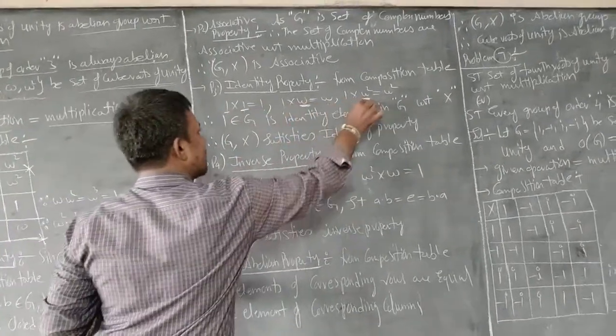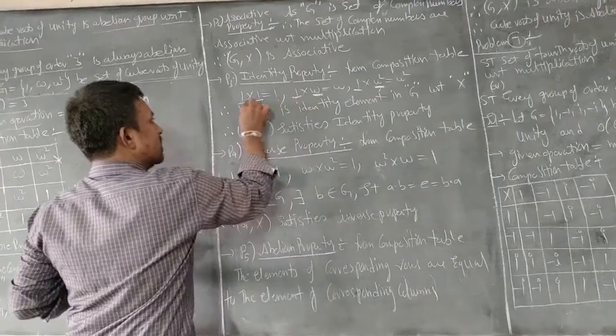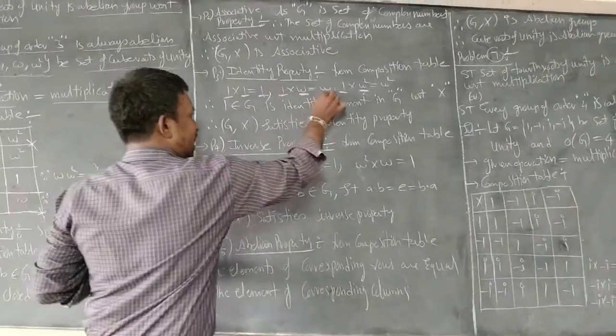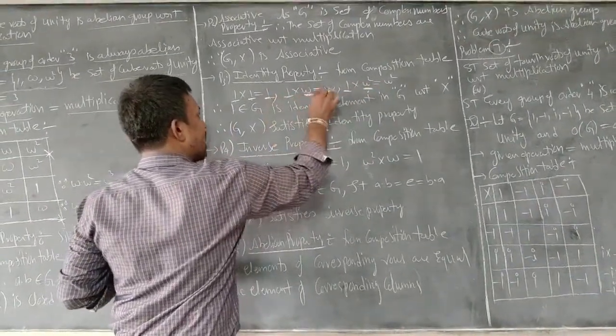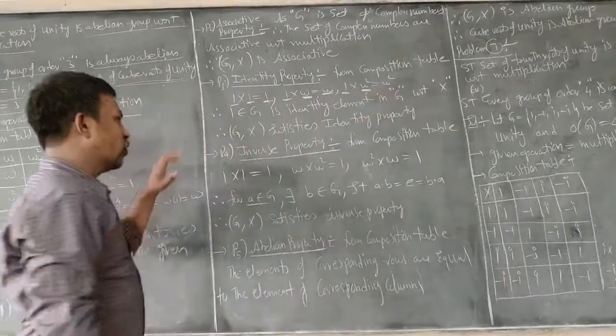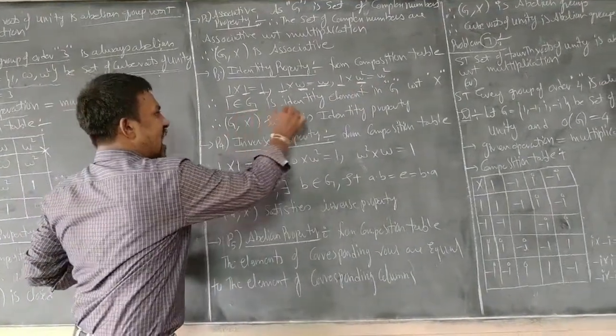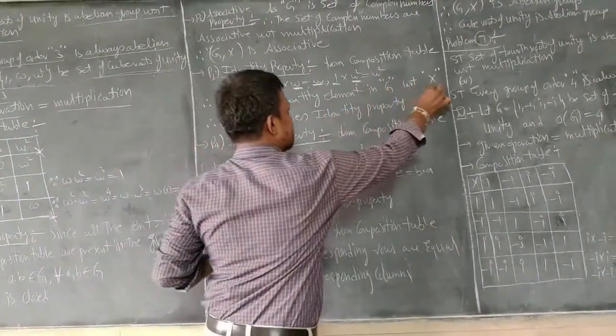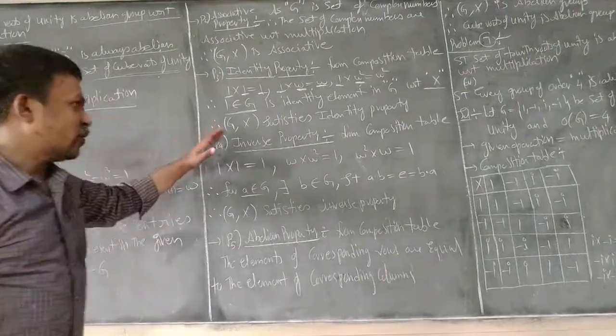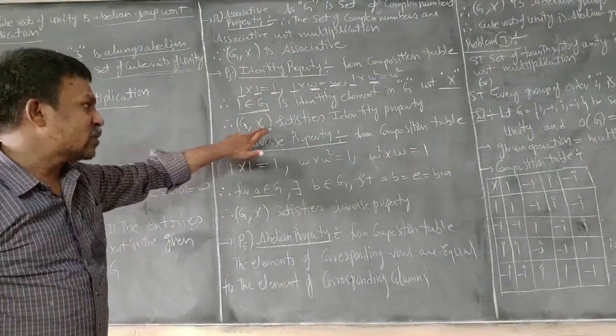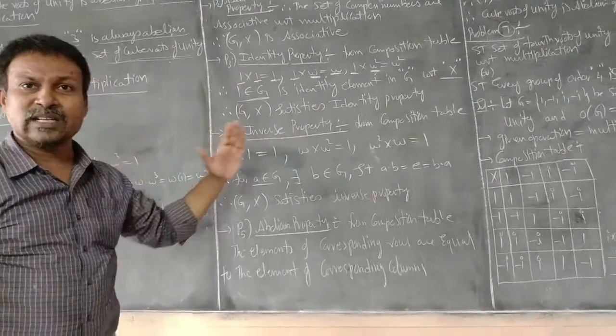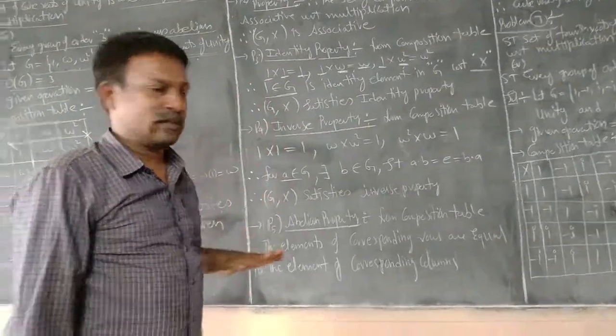When these three elements are multiplied with 1, the resultant values are 1, omega, omega square. Therefore, 1 belongs to G is the identity element in set G with respect to multiplication. Therefore, here I conclude that G comma into satisfies the identity property. In set G, 1 is the identity element.